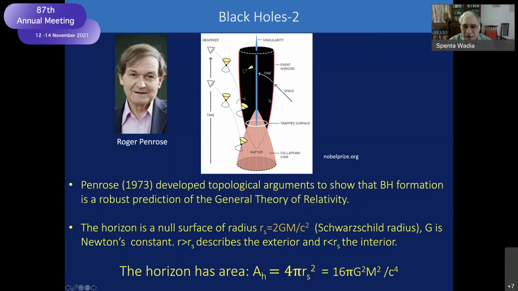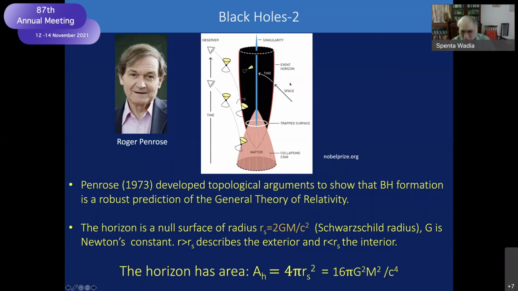And here is the horizon, the red line. So the horizon separates the space-time into these two parts. Now, the horizon is a null surface. That means light rays just propagate along it.